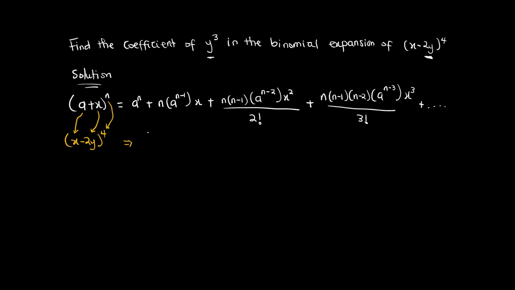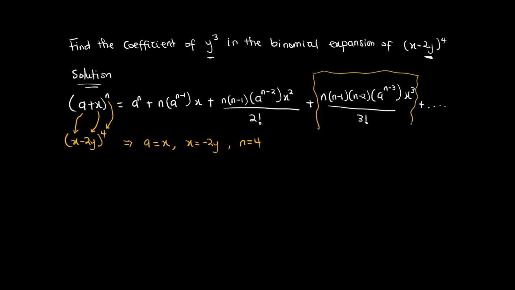Let me write that here. Our a is x, our x over here is minus 2y, and then our n is power 4, or 4. Okay? If that is the case, then we have to find the coefficient of y raised to the power 3, it means we'll find it over here.